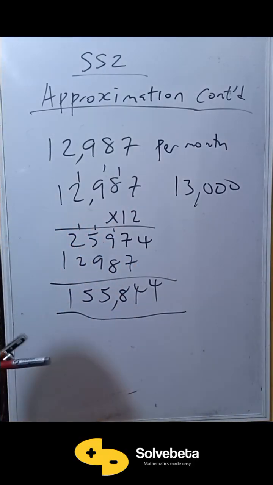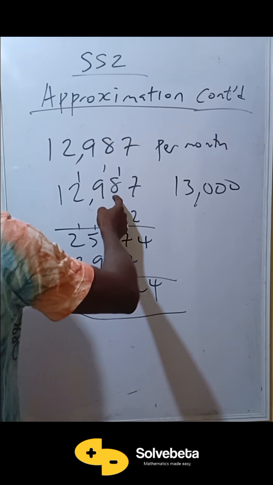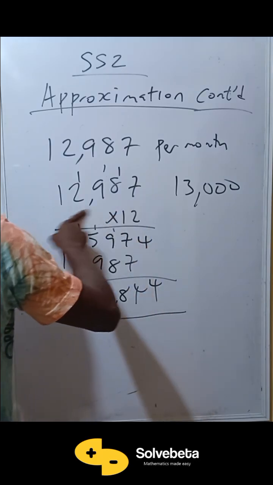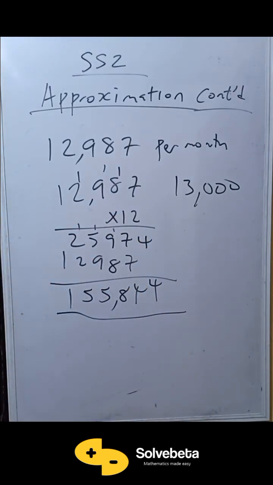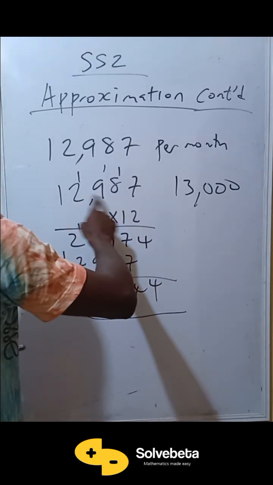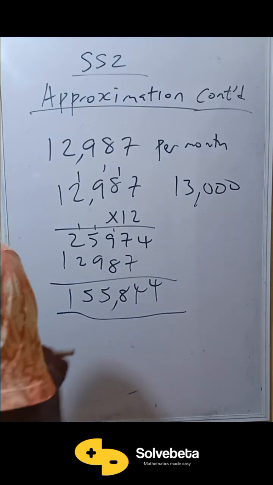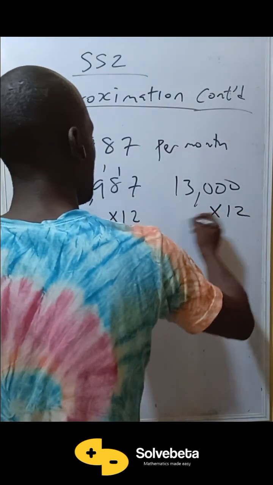You should take note that it just needs about 13 to get to 13,000. If you add 13 to this, you get 13,000. So you can also round it up to the nearest 1,000 as 13,000. Then let's multiply by 12. It makes your calculation easier.